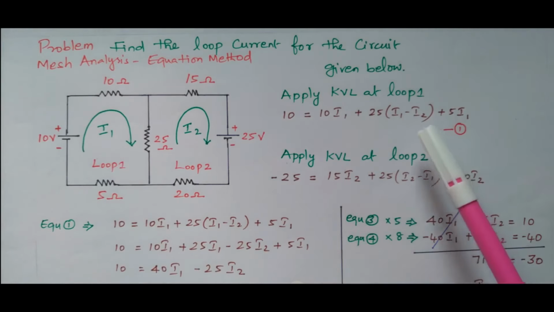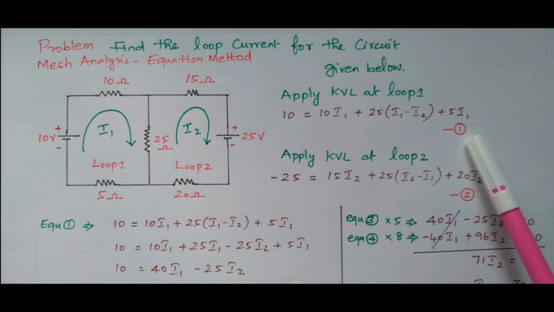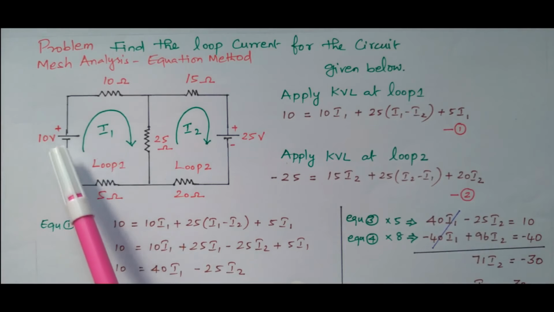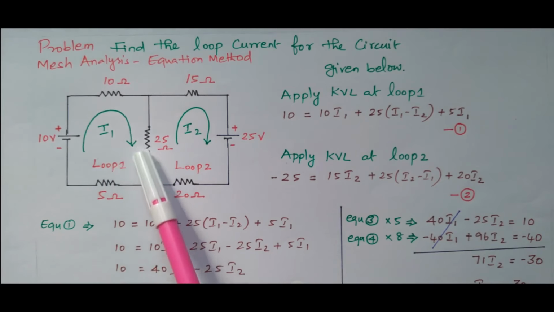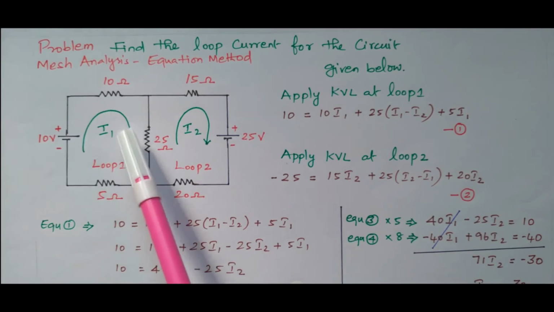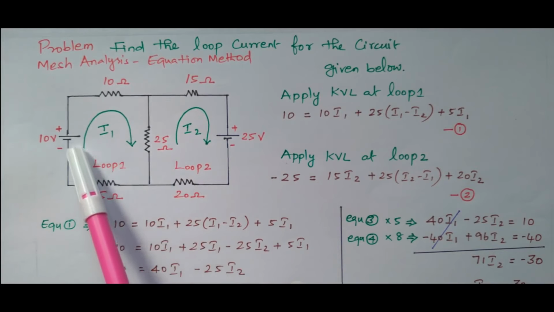We'll simplify this equation later. First we'll take it as equation number 1. Now see the potential of this 10 volt. See that current direction, current is flowing in a clockwise direction. That is, it is flowing from downward to upward.